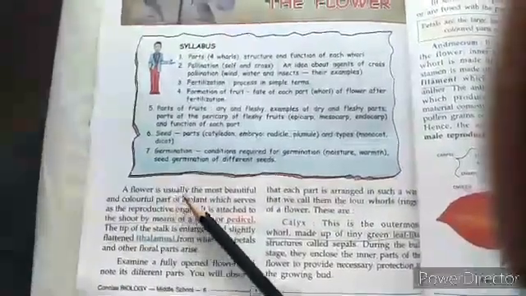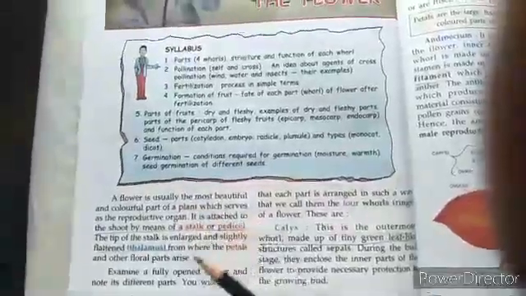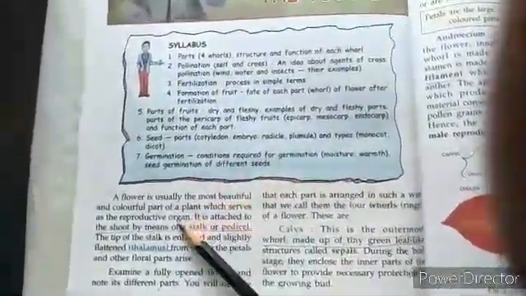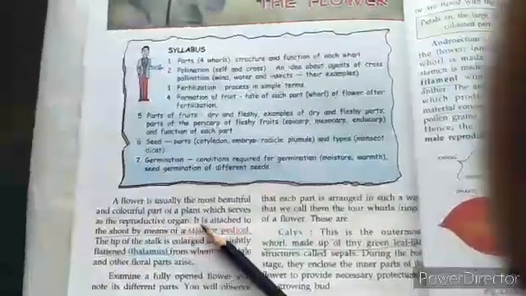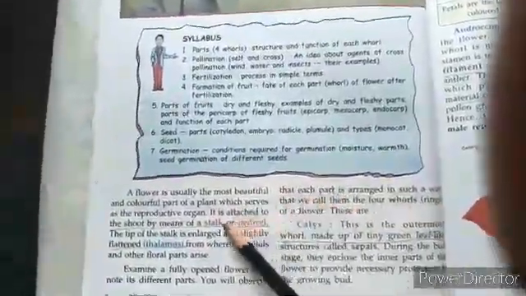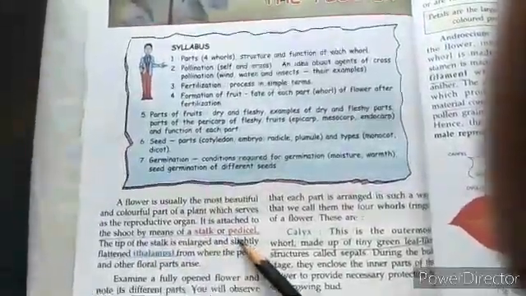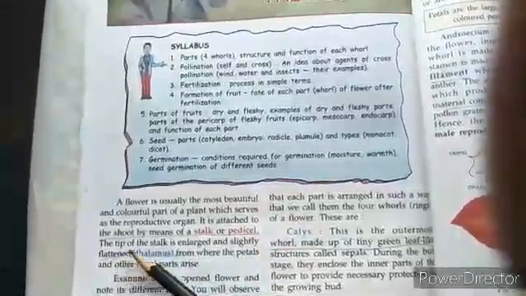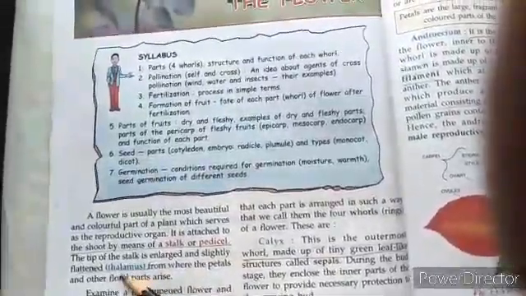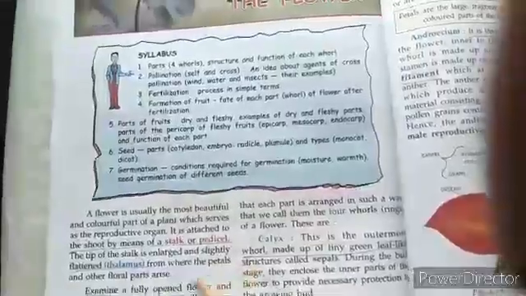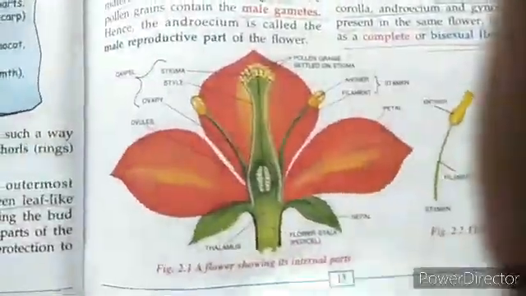A flower is usually the most beautiful and colorful part of a plant, which serves as the reproductive organ. So the most important thing is that the flower is the reproductive organ for the plant. It is attached to the shoot by means of a stalk or a pedicel. The tip of the stalk is enlarged and slightly flattened, known as the thalamus, from where the petals and the other floral parts arise. So let's have a look at this diagram here.